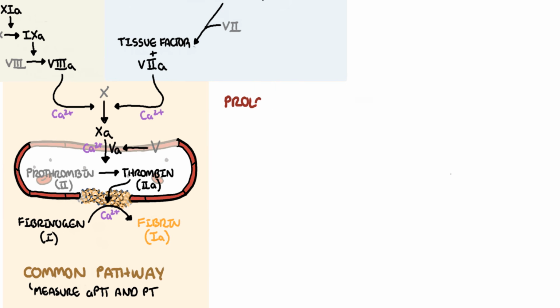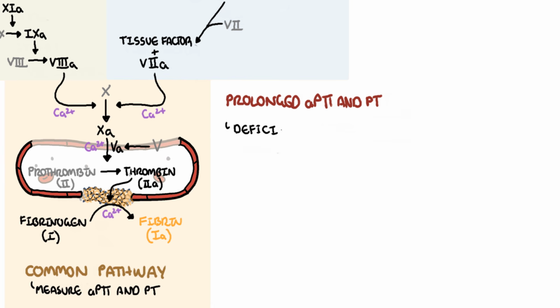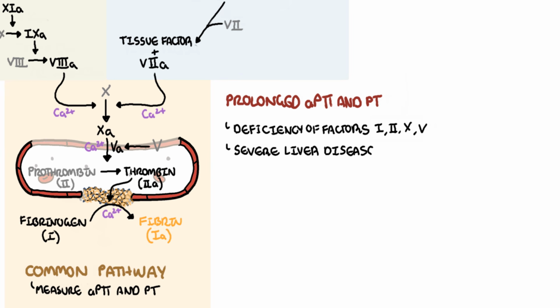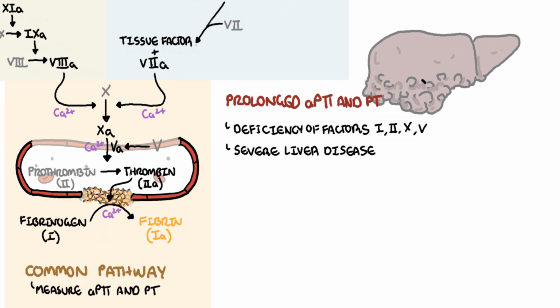The causes of a prolonged aPTT and PT include deficiency of really any of these factors in any of the pathways, and mainly factor 1, 2, 10, and 5. Severe liver disease can cause a prolonged aPTT and PT because the liver produces some of these clotting factors, including 2, 9, and 10.